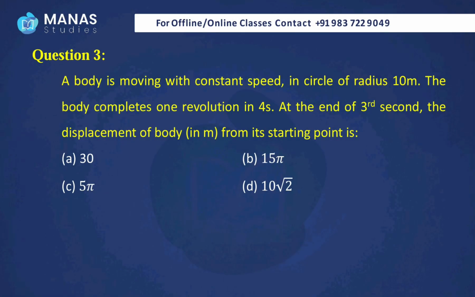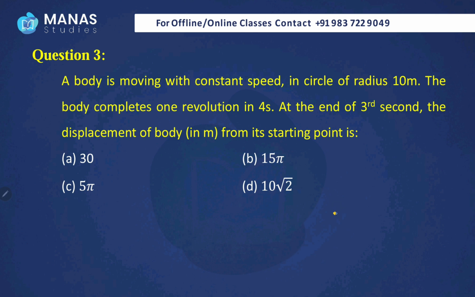This question is saying a body is moving with constant speed in a circle of radius 10. The body completes one revolution in 4 seconds. So that means in 1 second, it is covering 1/4 of the circle. At the end of 3 seconds, what is the displacement of the body from the starting point?